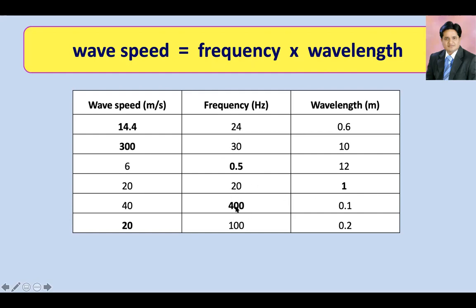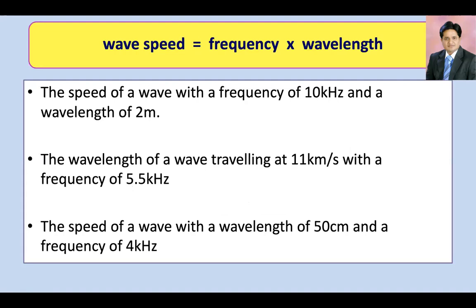Again here, you're asked to calculate the frequency. So when you're asked to calculate the frequency, frequency is velocity over wavelength. So 40 over 0.1, and that gives you 400. Then again, wave velocity or wave speed is frequency times wavelength, 100 times 0.2, and that gives you 20 meters per second. So you need to practice some of these questions. I've given you 3 questions. Pause the video and try to answer these questions.